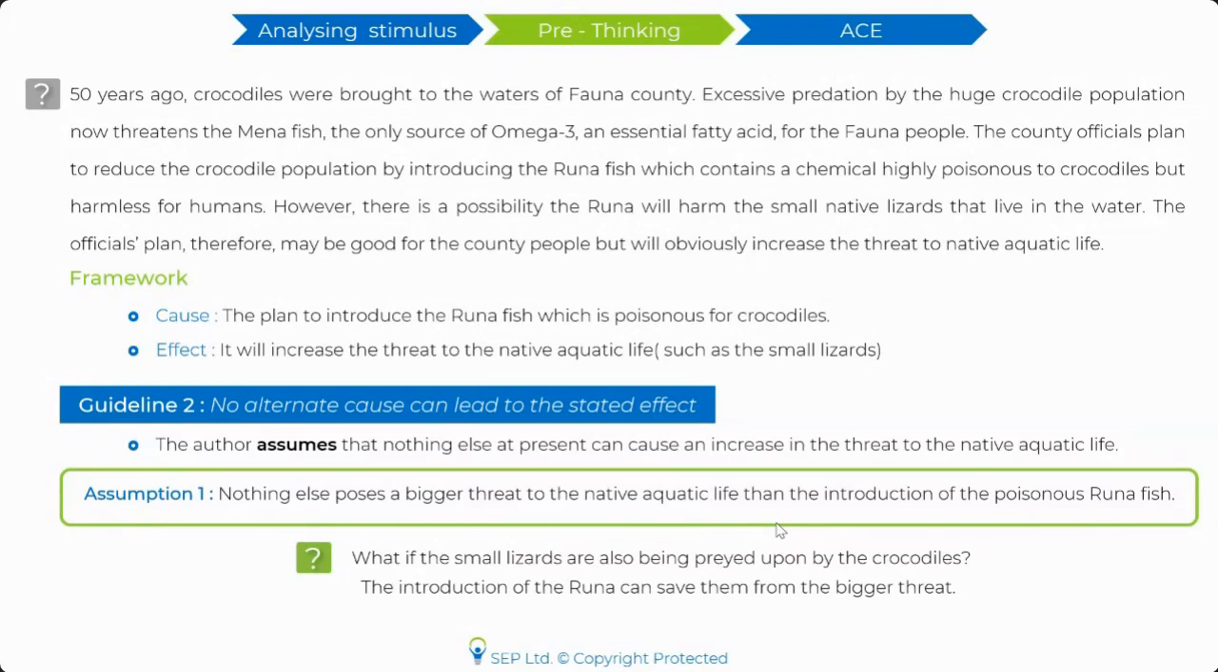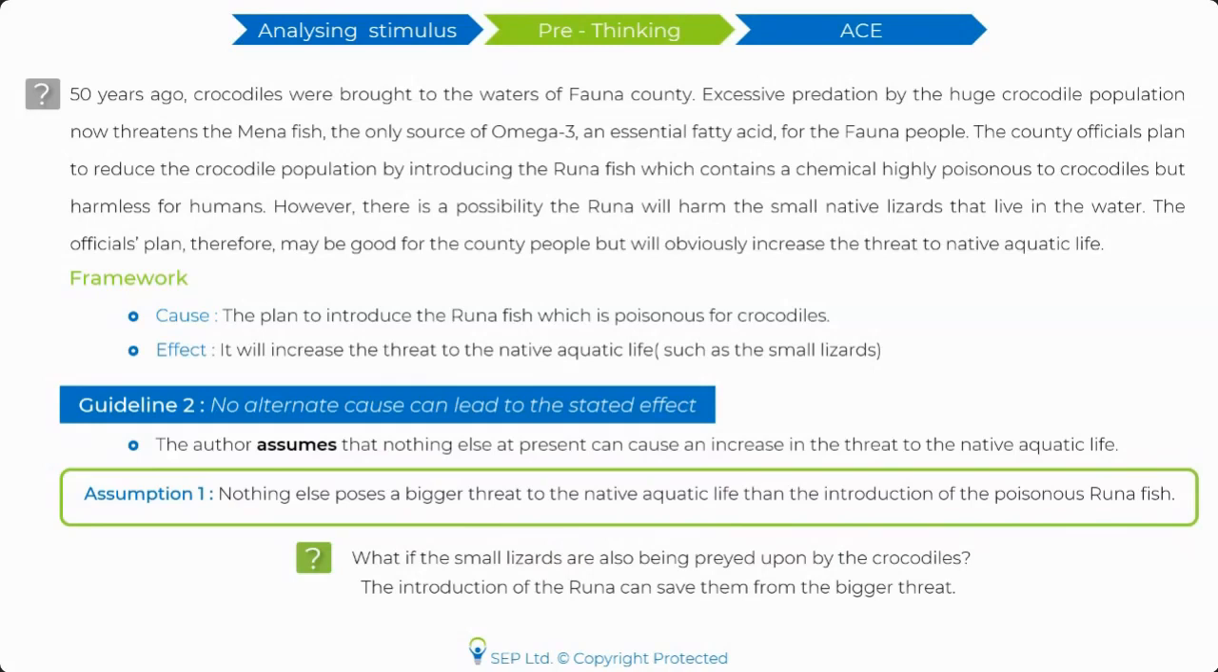So can all of you see that the assumption, nothing is a bigger threat to the native aquatic life, not the crocodiles, not anything else, is an assumption? Can all of you see this? I'm just going to ask you again, take a moment, look at it, and then tell me. Are you clear with the explanation here? Bigger threat, Govindam, because we're talking about increase in threat. Okay? We are talking about increase in threat.